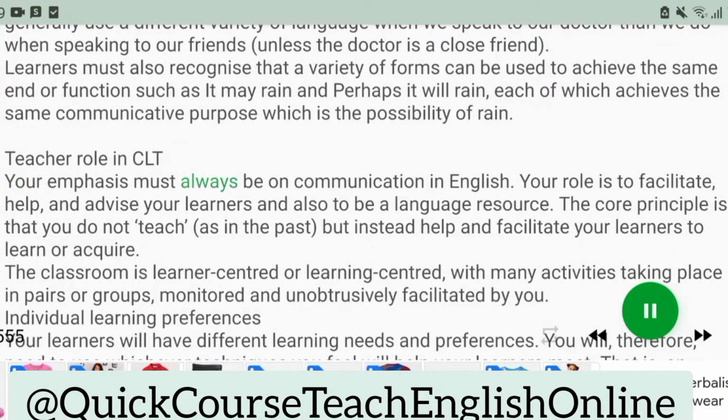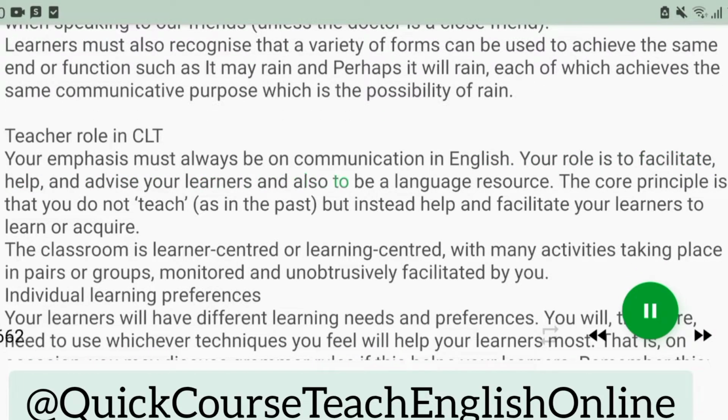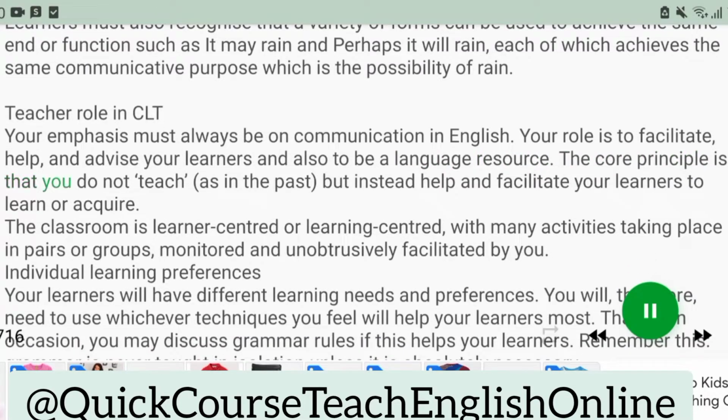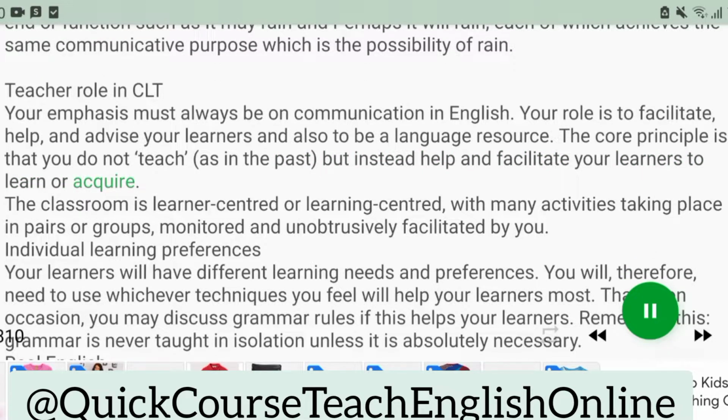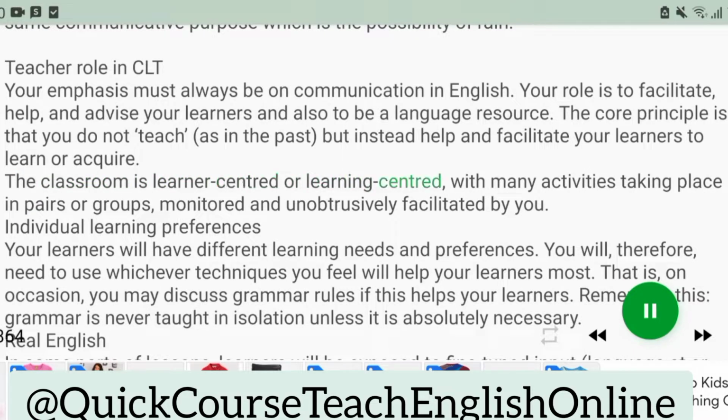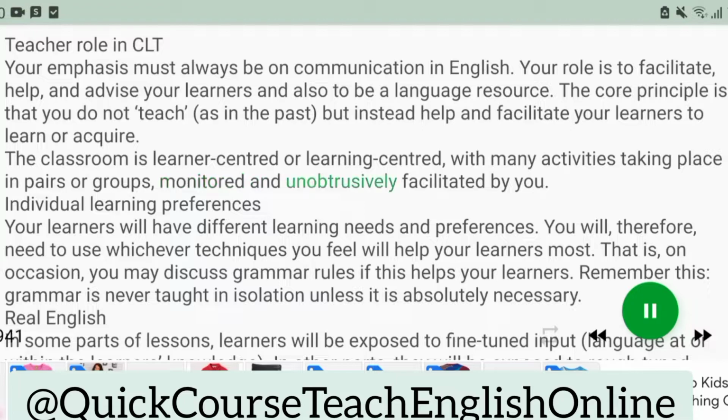Your emphasis must always be on communication in English. Your role is to facilitate, help, and advise your learners, and also to be a language resource. The core principle is that you do not teach, as in the past, but instead help and facilitate your learners to learn or acquire. The classroom is learner-centered or learning-centered, with many activities taking place in pairs or groups, monitored and unobtrusively facilitated by you.